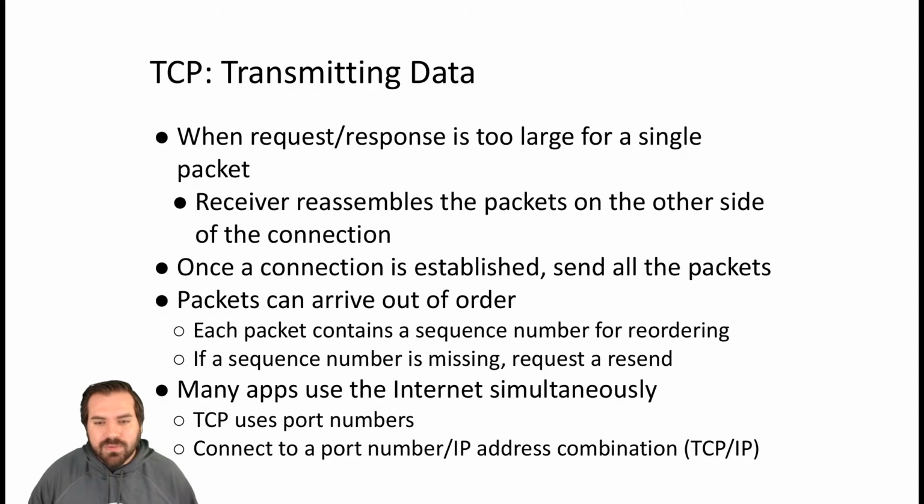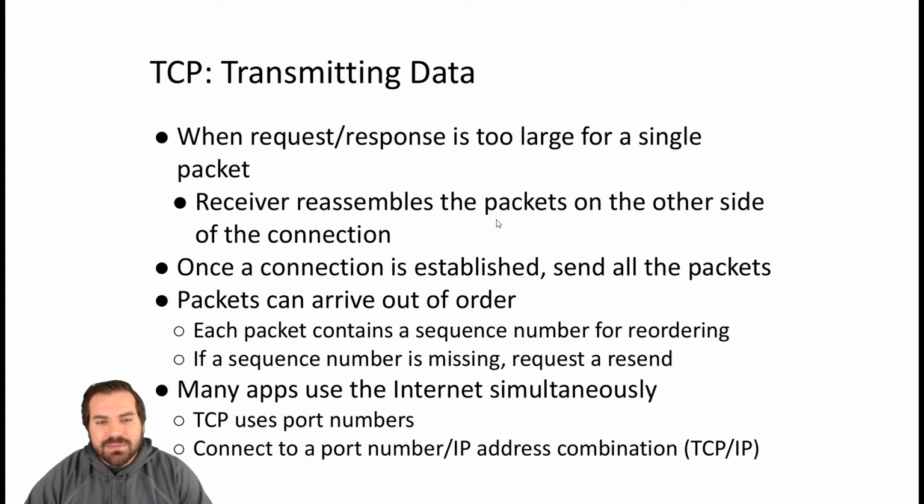So if you have 1, 2, 3, 4, and then 6, well, hey, I need packet 5. So you send a re-request. Please send me packet 5 again. And then you can resend that dropped packet instead of resending the entire piece of information again. So this gives us a reliable connection.